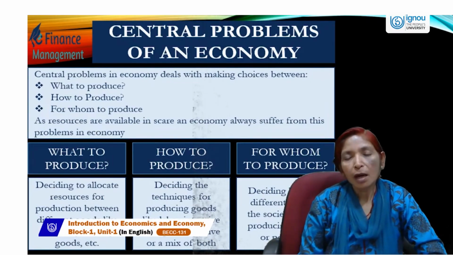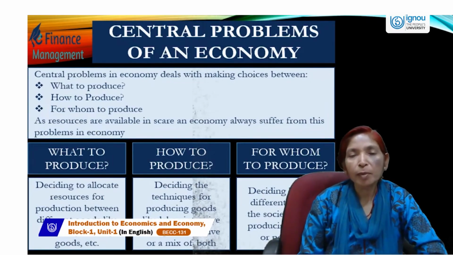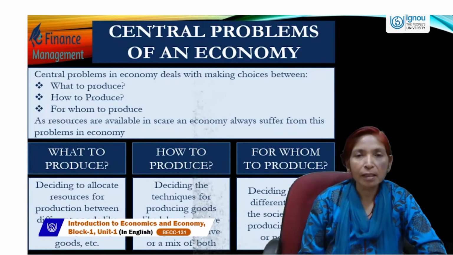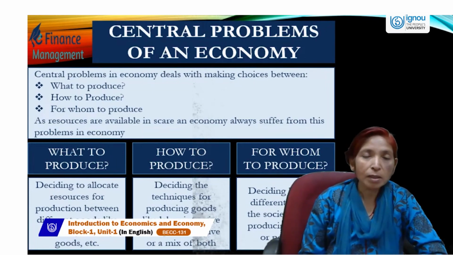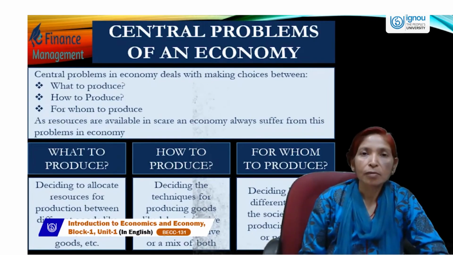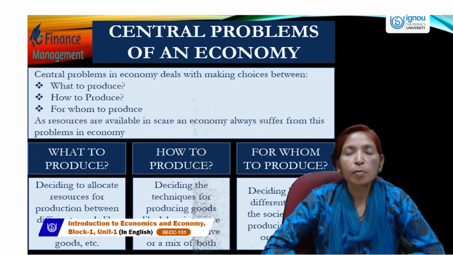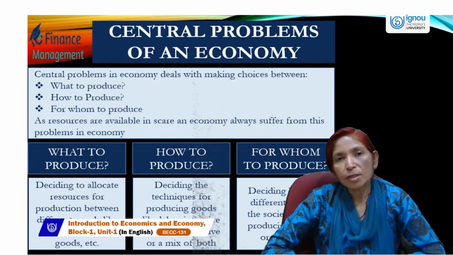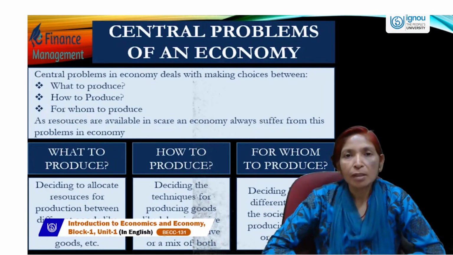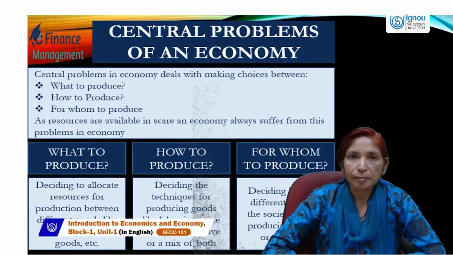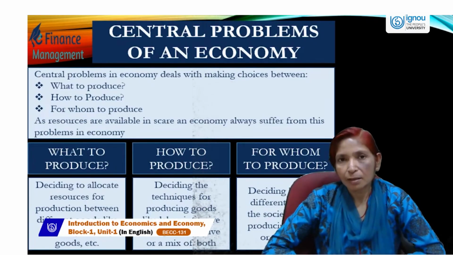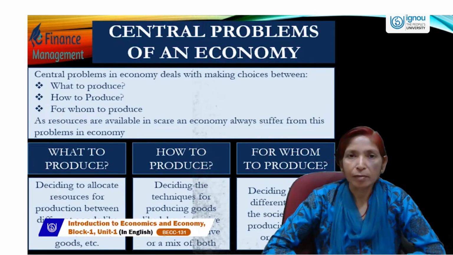The second problem is how to produce. This how to produce problem decides how goods and services should be produced. We decided in the first problem what type of goods should be produced, but how can these goods be produced? We will make a choice in the second problem, how to produce. How to produce is generally related with choice of technologies. There are two types of techniques of production. One is labor intensive, the other is capital intensive.